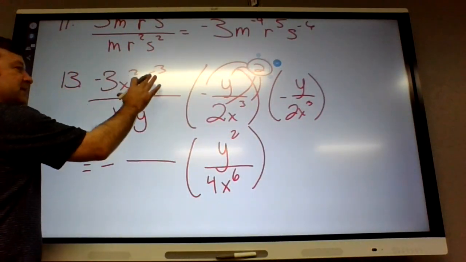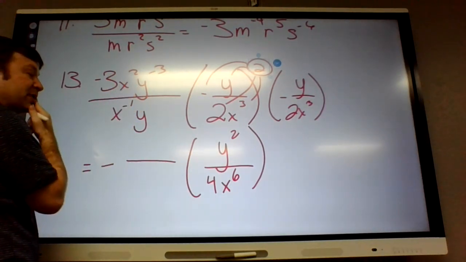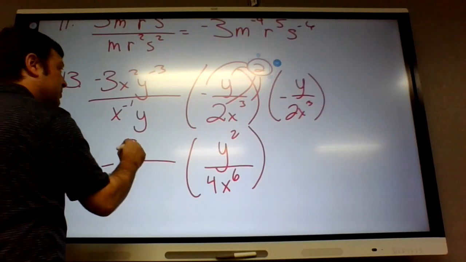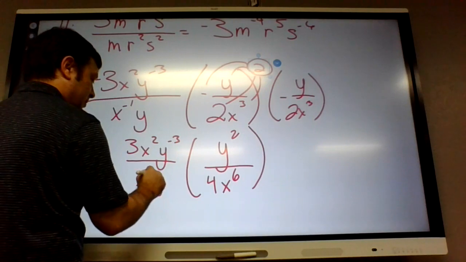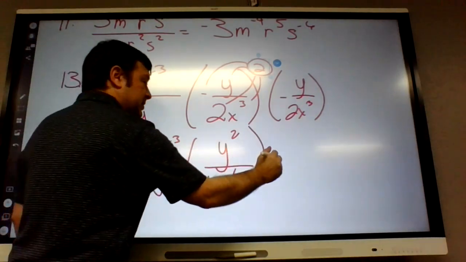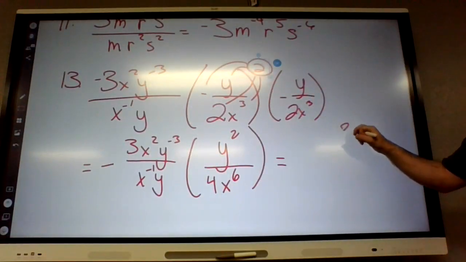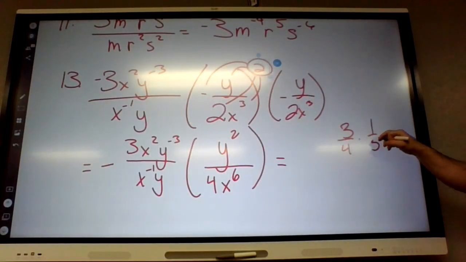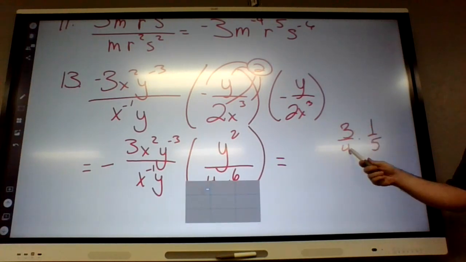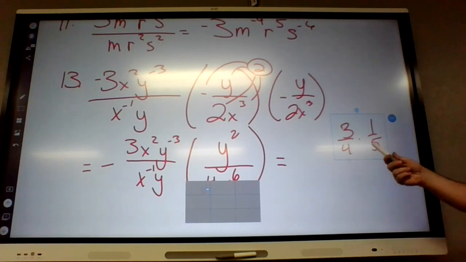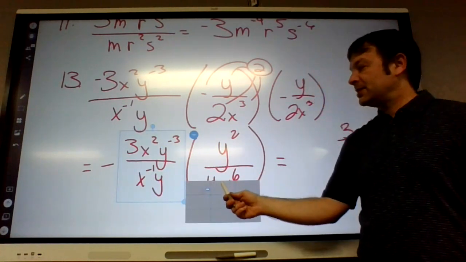We could simplify this because it does simplify. Or we could just multiply these two together. Okay, when you multiply fractions, what do you do? If you do like 3/4 times 1/5, how do we do that? It's just the top times the top and the bottom times the bottom. So you just do this times this, that goes on top, this times this, that goes on the bottom.